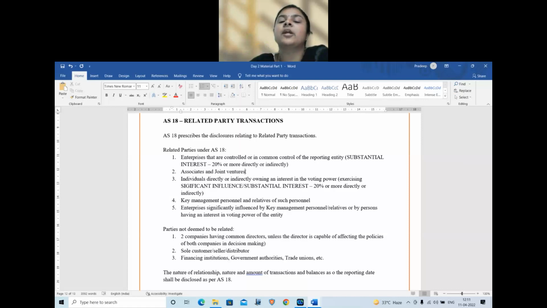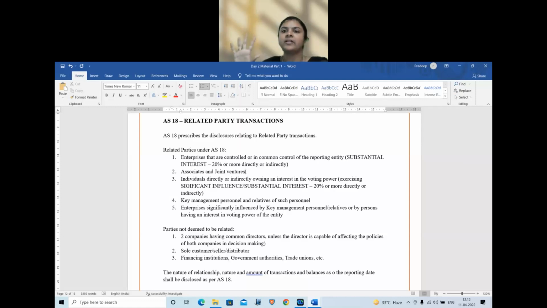Fourth, key managerial personnel or relatives of such personnel. Fifth, an enterprise which is significantly influenced by key managerial personnel or relatives or persons having interest. So if I am a director in company X and also a director in company Y, X and Y can be related only if I have controlling authority in X as well as in Y. I should have significant influence in company X as well as in company Y. Only then can X and Y become related. Just because I am a common director does not mean the two companies are related. The question here is about significant influence or substantial interest.